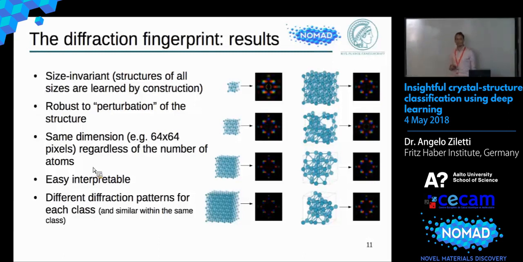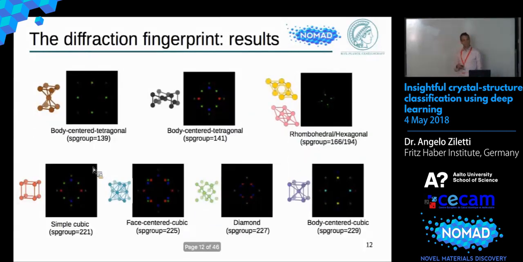Here you see this pristine structure, and this is a structure with, I think, either displacement or at least 25% of the atoms missing. I think this is with vacancies. And you see the same diffraction pattern. This is nice, and it has the same dimension regardless of the atoms that are included in the unit cell. It is interpretable because we are looking at images. Here I calculated it for the prototypes I showed you before. The diffraction fingerprints are different for all classes apart from the rhombohedral and hexagonal. They have the same diffraction fingerprints, but these structures are very similar in real space, so we are okay with that.